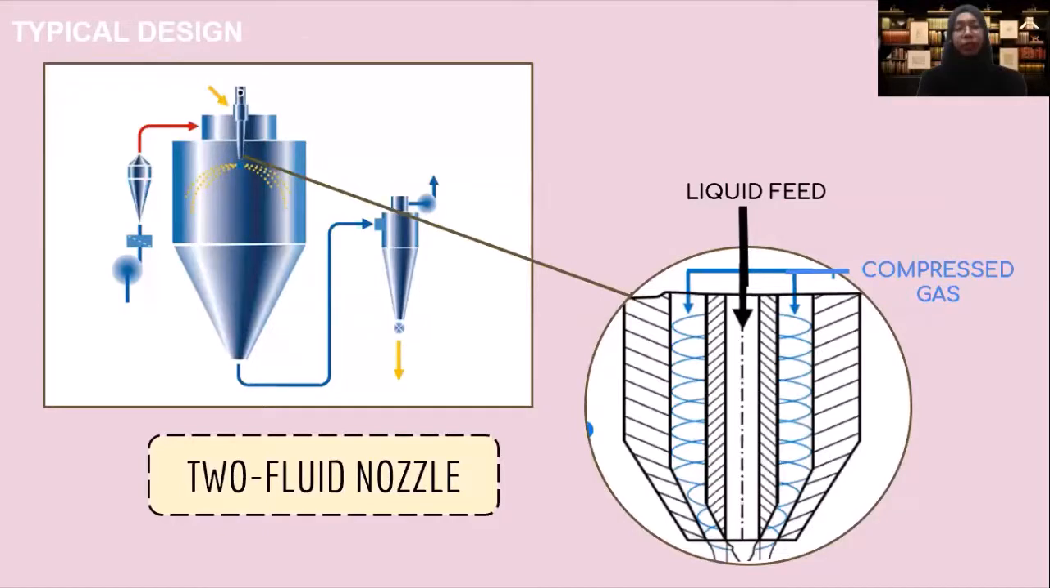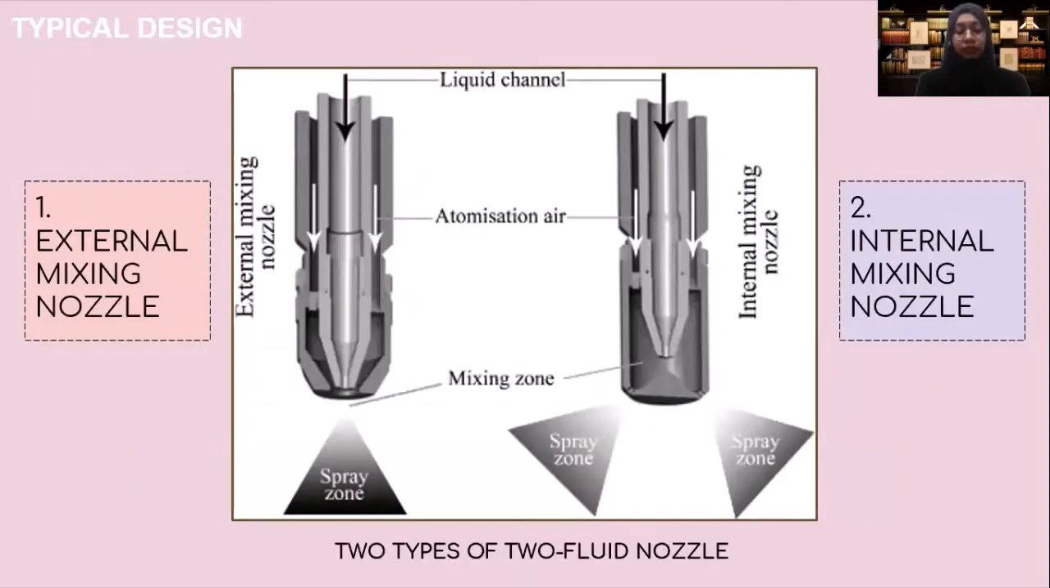So I'm going to explain about the typical design. So at your left is the typical design of spray dryer, where we have the feed, the atomizer, the drying chamber, and the cyclone. So I'm going to explain about the atomizer, where we use 2 fluid nozzle. In this 2 fluid nozzle, there are 2 paths, one is for liquid feed and the other one is for compressed gas. So for 2 fluid nozzle, there are 2 types, one is external mixing nozzle and the other one is internal mixing nozzle.